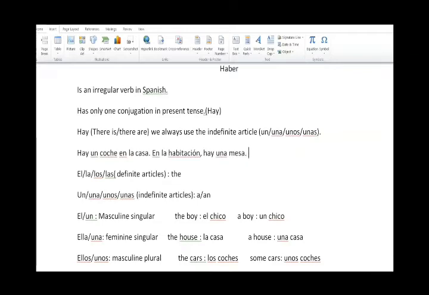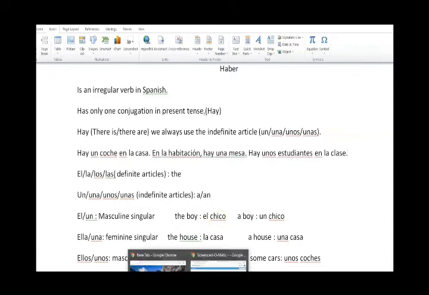If I want to say there are some students in the class, so hay unos estudiantes en la clase. A lot of comments. This has been a very common question, ma'am. How do we know? How do we find out a word?